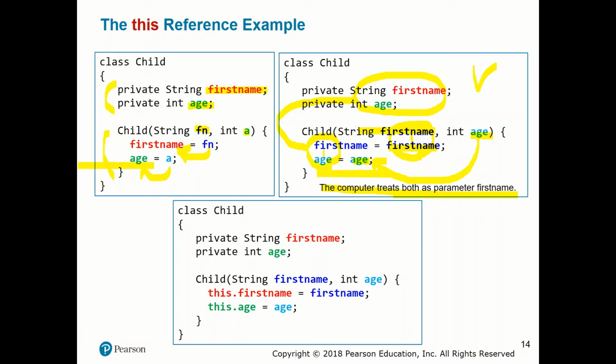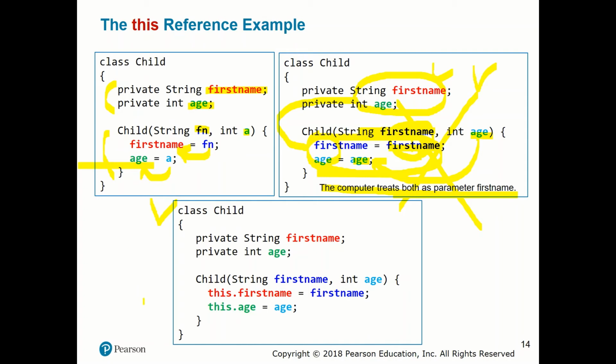But it does not work like that, because a parameter is a local variable, right? Parameters are local variables, and these are attributes. Okay, so parameters have priority over attributes. So the computer thinks these are all parameters. Okay, so we cannot write like this. There is no compiler error, it just does not work correctly. So we must use the this keyword.